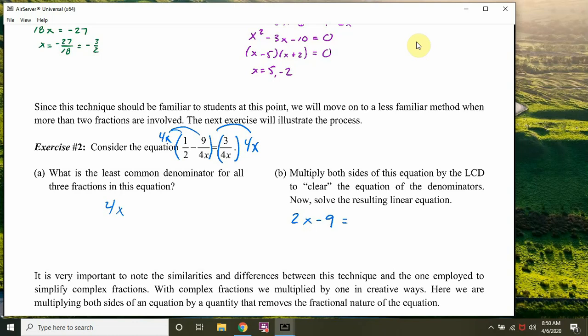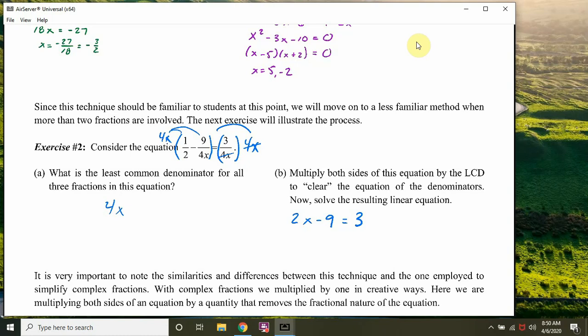And on the right-hand side of the equation, the same idea. The 4x's are going to cancel, just leaving us with the 3. Or if you do it out, you get 12x over 4x, which again is just 3. Okay, so that's the whole idea here: we're going to multiply both sides by the least common denominator, distribute to the numerators of our fractions, clean them up a little bit, and then we'll have something we can solve.